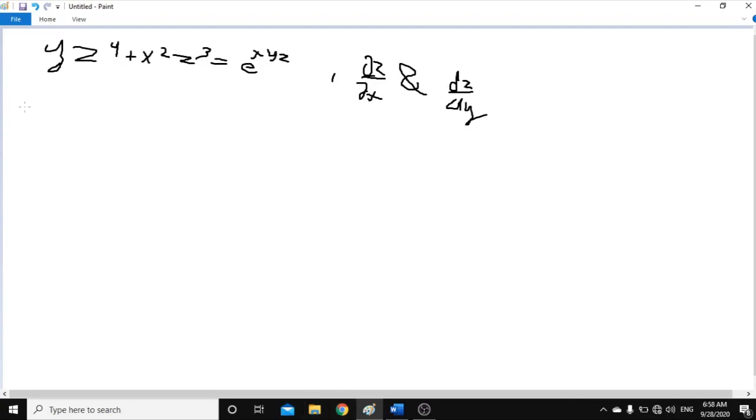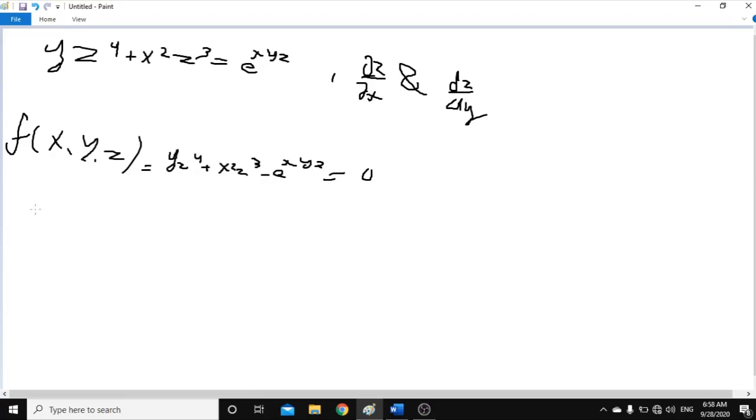First step that I told you, we need to write f of x comma y comma z equal to y times z to the fourth plus x squared times z cubed negative e to the x y z equal to 0. I took the right side to the left side, I took the e to the left side. This is the first step. It's easy. The second step, let's find, for example, dz over dx first.